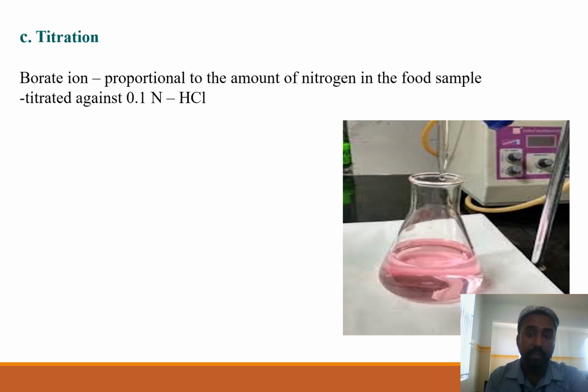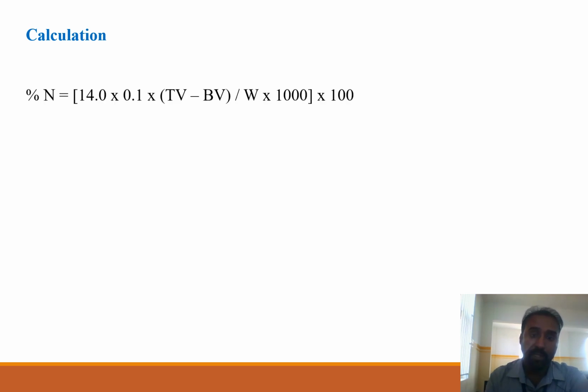Next, the third step, that is titration. The borate ion formed in the receiver flask is titrated against 0.1 normal HCl in the burette. It will turn pink in color. The level of borate ions present determines how much hydrochloric acid comes in from the burette. When it is balanced, you will get the end point, a pale pink color. So for the calculation, this is the formula.